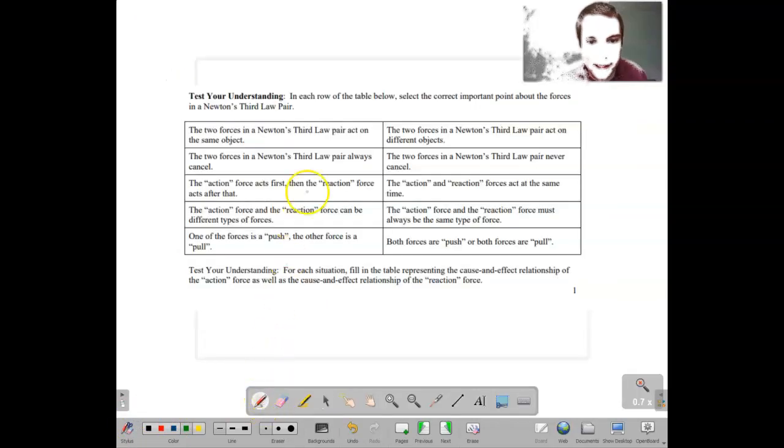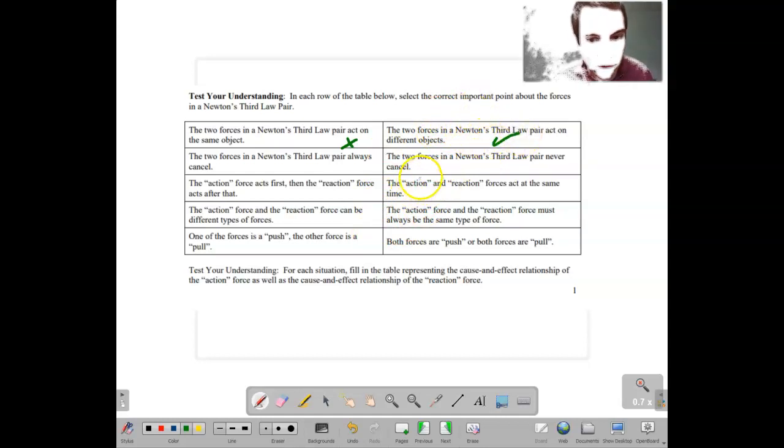Alright, next up. In each row, select the correct important point about the forces in a Newton's third law pair. Okay, so in each row of the table. Two forces in Newton's third law act on the same object. We talked about this extensively earlier. That's not the case. You have to have multiple objects to have a Newton's third law situation. Two forces in Newton's third law act on different objects.